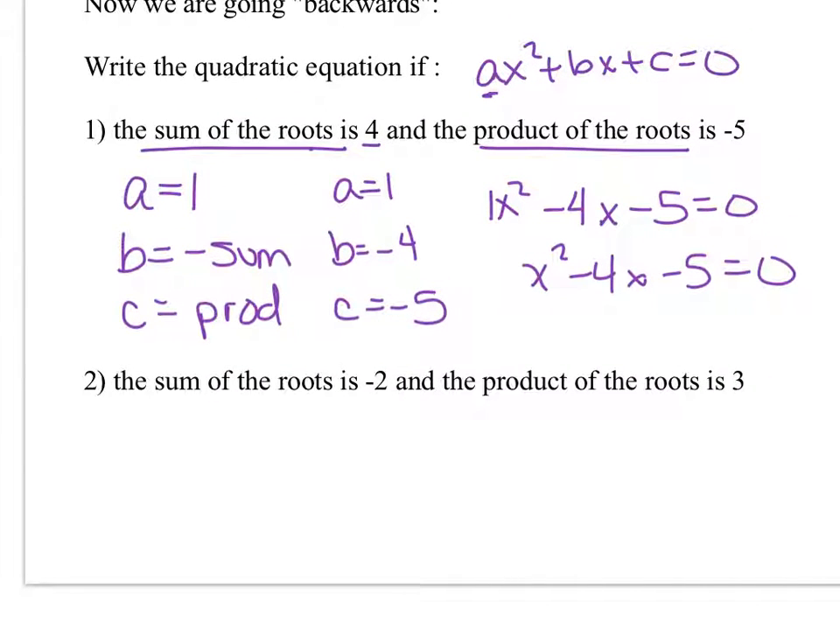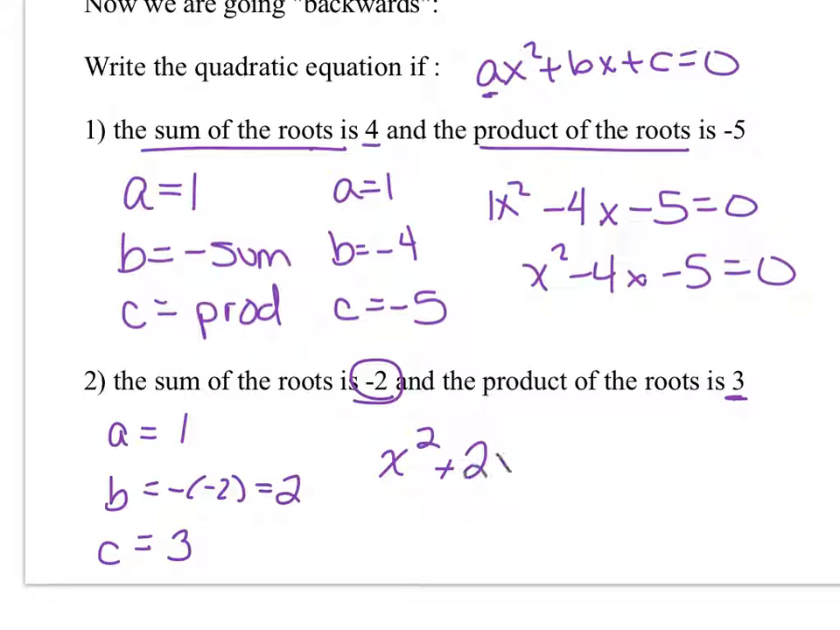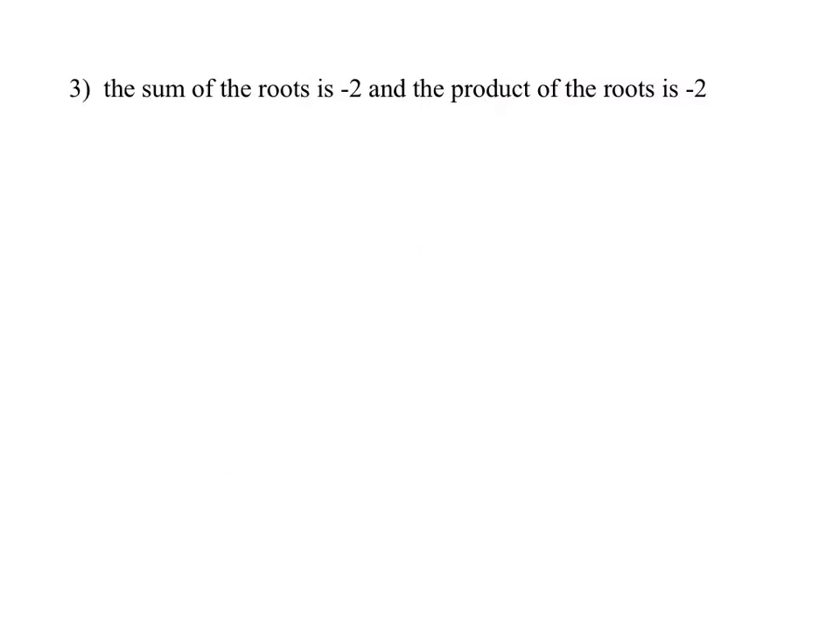Okay, so same deal here. The sum is negative 2, so we want to find a, b, and c. A is always 1 for us, at least in the beginning. It will change around a little, but right at the start of every problem, a is 1. Sum of the roots is negative 2, so we do negative of a negative 2, so that would be a positive 2. And the product of the roots is 3, and so c is just that. So it's x squared plus 2x plus 3 equals 0. There's our equation for that.